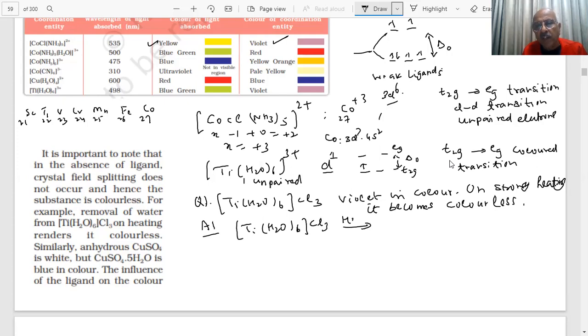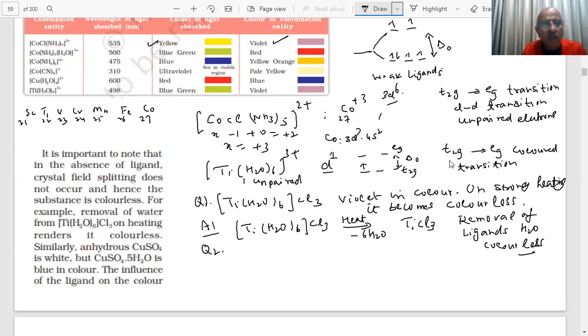You heat it strongly, it will lose water, minus 6H2O. So what does it become? TiCl3. So the ligands are lost. The removal of ligands. Which ligands are there? Water is lost. Ligands are removed. What will happen? No splitting of d energy levels can take place because ligands are not there. It becomes colorless. Got it? Very important question.